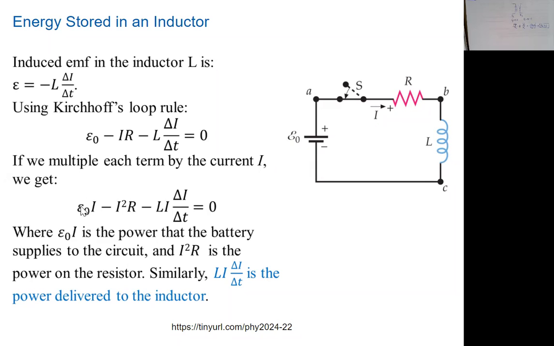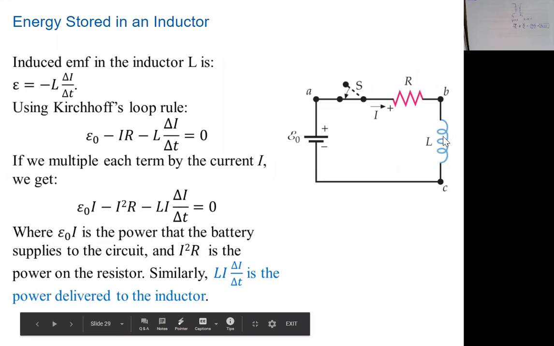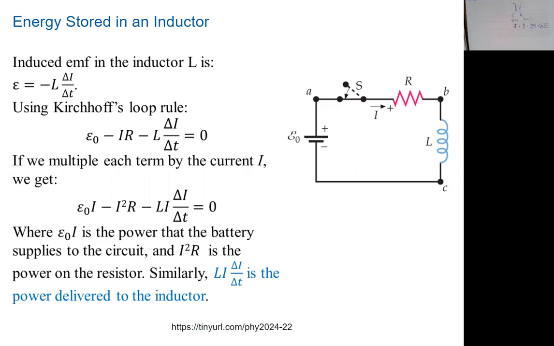Now, epsilon naught times I is voltage times I, so this has a dimension of power, right? It's voltage times current, which gives power. I squared times R is also power for a resistor. So this term should have the same dimension as power. This term then is the power of the inductor. So this is the power that is in the inductor, L I delta I over delta T.